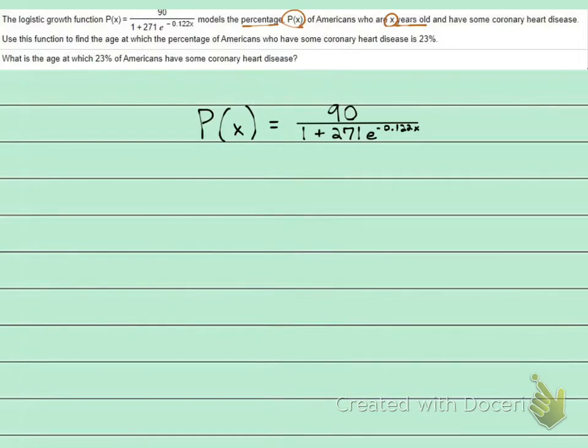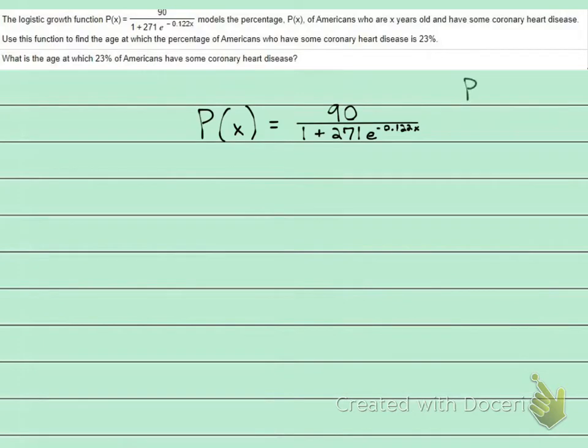Use this function to find at which age the percentage of Americans who have some coronary heart disease is 23%. All right, so in the last problem, they gave us the age, the x. Once we plugged that in, we just had a lot of calculator work to find the percentage. But this time, they are giving us the percentage. Once we plug this number in right here, we're going to have some algebra to do to find this x. Okay, let's go ahead and do it.